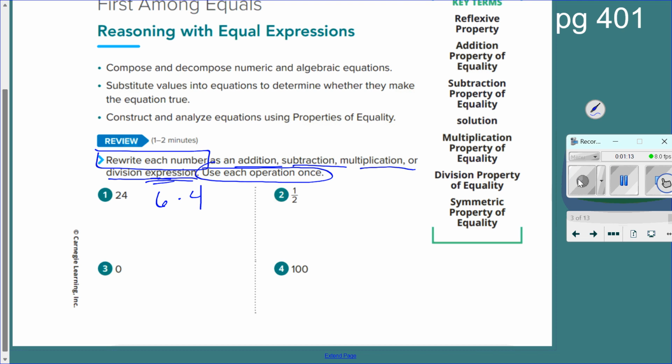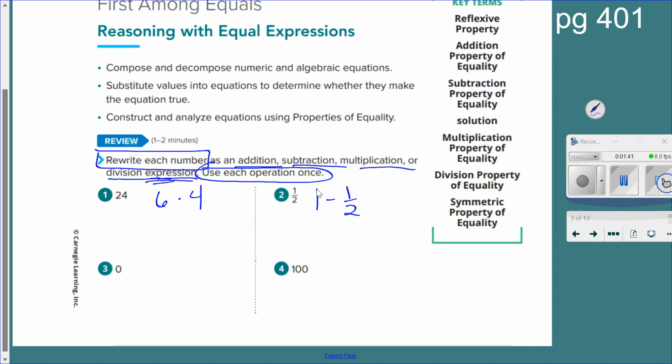All right, since we've already used multiplication, we can't use it again. Who can tell me an expression to make 1/2? 1 minus 1/2. 1 whole minus 1/2. Yes? All right, now I need an addition or division problem for 0.